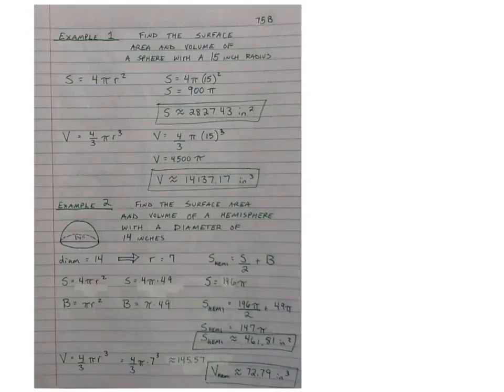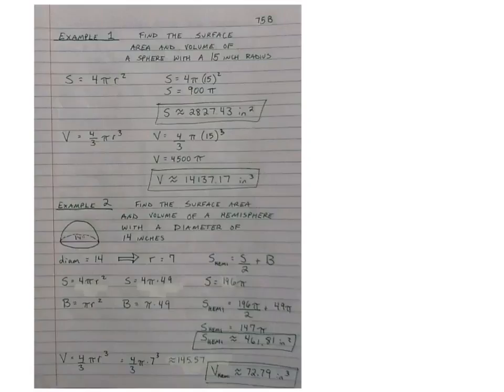Example 1. Find the surface area and volume of a sphere with a 15-inch radius. We have the surface area equation, which is 4 pi r squared, and we have the radius, so we can plug the radius in for r. We get 4 pi times 15 squared, which is equal to 900 pi. If we wanted to approximate that in decimal form, 900 times pi is roughly 2,827.43 inches squared.